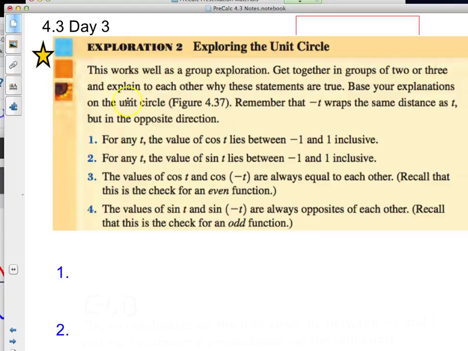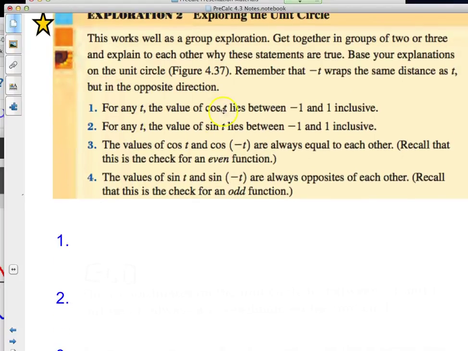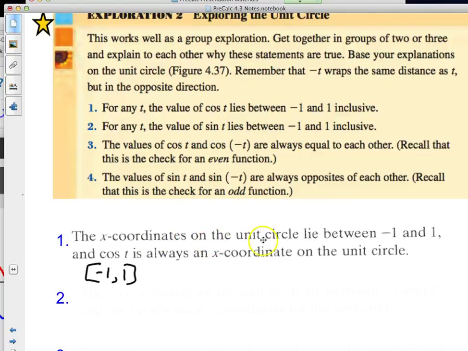Okay, this works well as a group exploration. Get together in groups of 2 or 3 and explain to each other why these statements are true. Base your examples on the unit circle. Remember that -t wraps the same distance as t, but in the opposite direction. For any t, the value of cosine t lies between -1 and 1, inclusive. Okay, the x-coordinates on the unit circle lie between -1 and 1, and cosine t is always an x-coordinate on the unit circle.